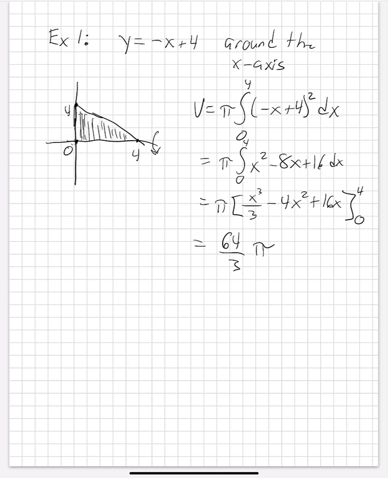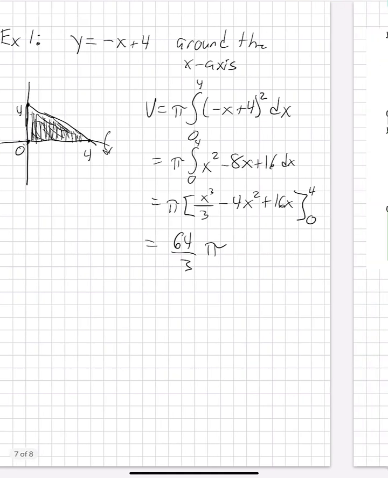All right. The disk method always involves the pivot point being around the x or y axis, so you're always just rotating around a line that the function is connected to, if that makes sense. So here, this negative x plus 4 is connected to the x-axis, so we rotate around the x-axis.